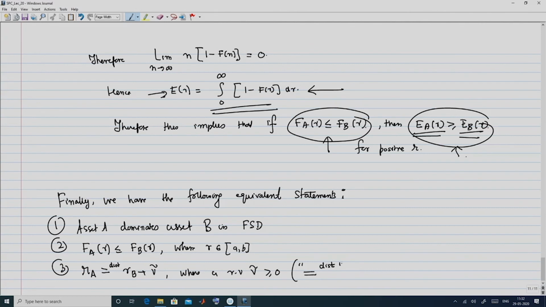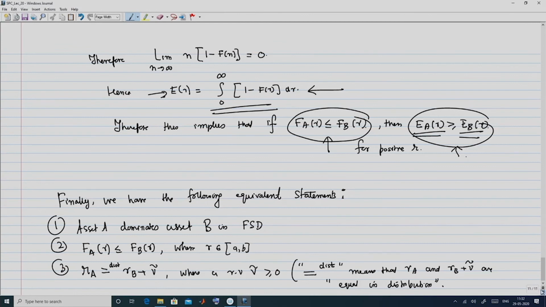So, this notation means that R_A and R_B plus V tilde are what is known as equal in distribution.